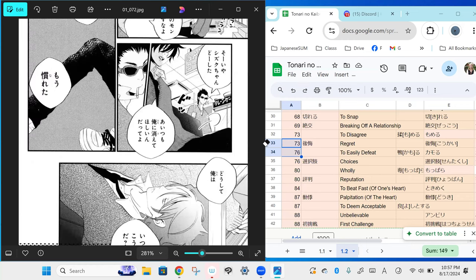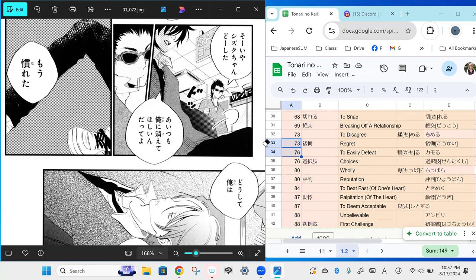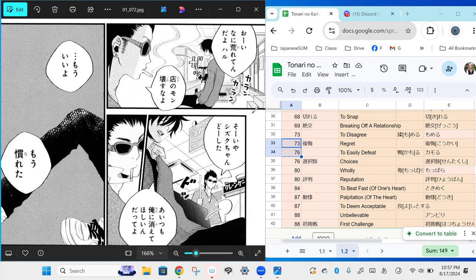So now we're with Haru, probably after school. This bubble here will go to you, Cookie.